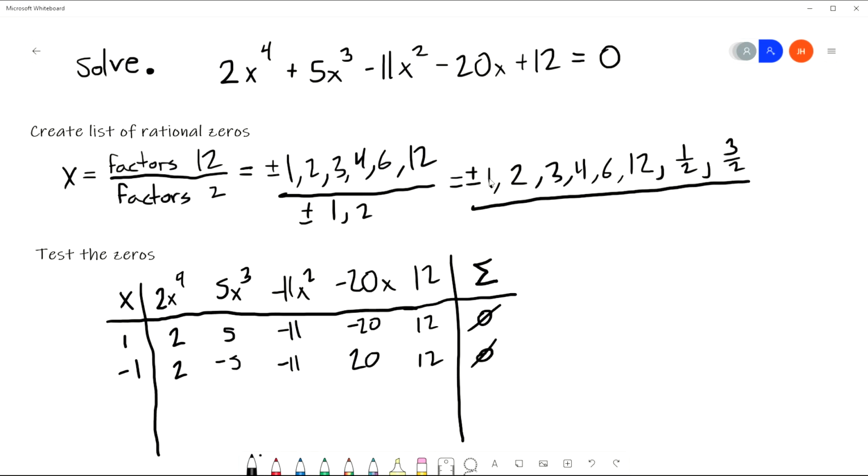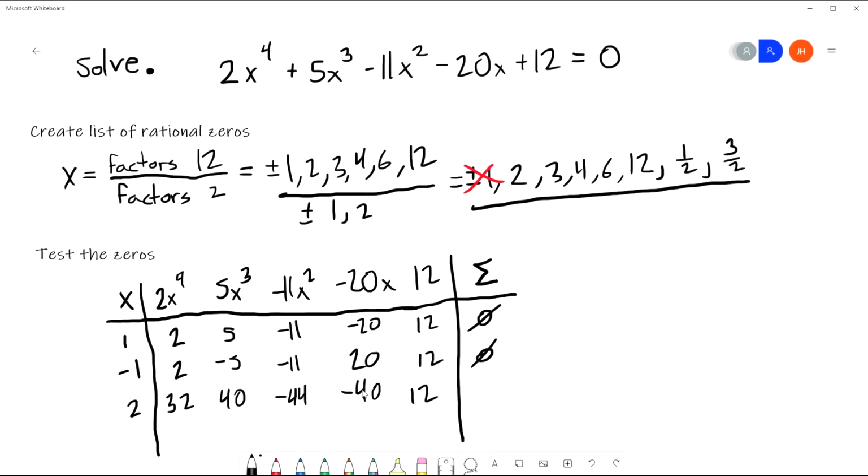All right, next thing. So we know that x equals 1 is not an option. Damn, I was hoping so. Let's try 2. Plug in 2. 2 to the 4 is 16 times 2 is 32. 2 to the third is 8 times 5 is 40. 2 to the second is 4 times negative 11 is negative 44. 2 times negative 20 is minus 40. And 12 is still 12.